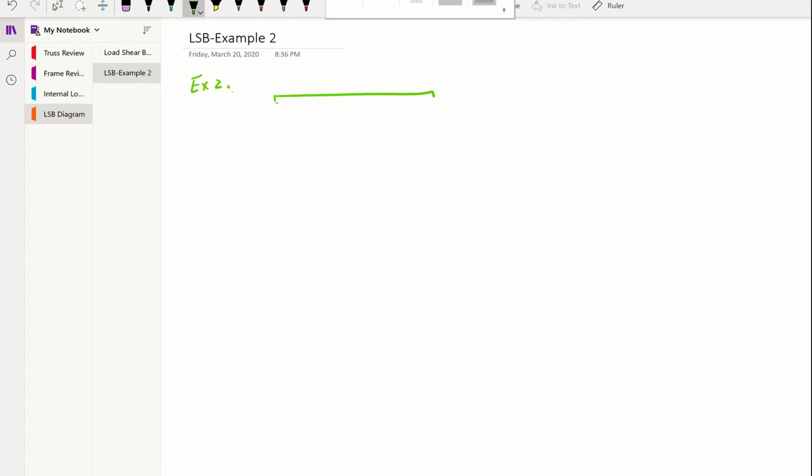We'll have a simply supported beam. You have a pin support and a roller support. However, this time we don't have a concentrated load in the middle. We're actually going to have a bending moment right in the middle, M0.